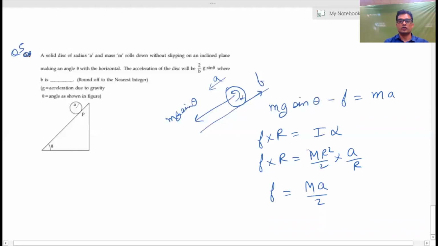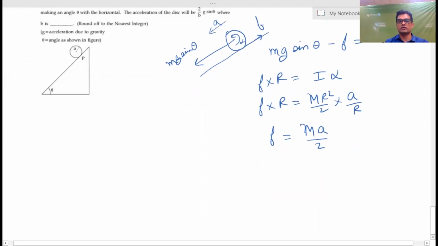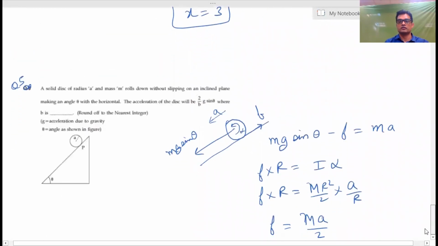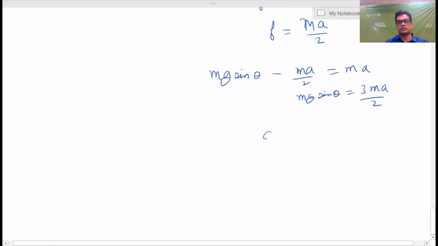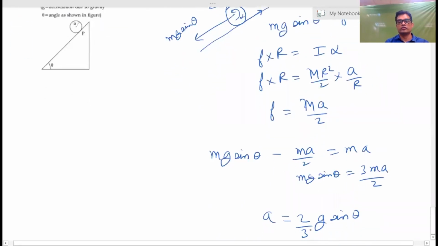Here this is small m. Now I'll substitute this value of small f in the above equation. So then I'll get mg sine theta minus ma by 2 is equal to ma. So from this I'll get mg sine theta equal to 3ma by 2, and acceleration a will be equal to 2 by 3 g sine theta. And in this question they are asking the value of b, so this will be the value of b, and our answer will be 3.